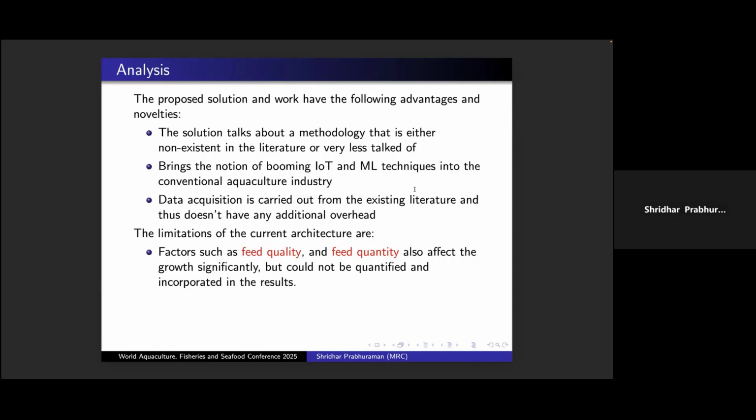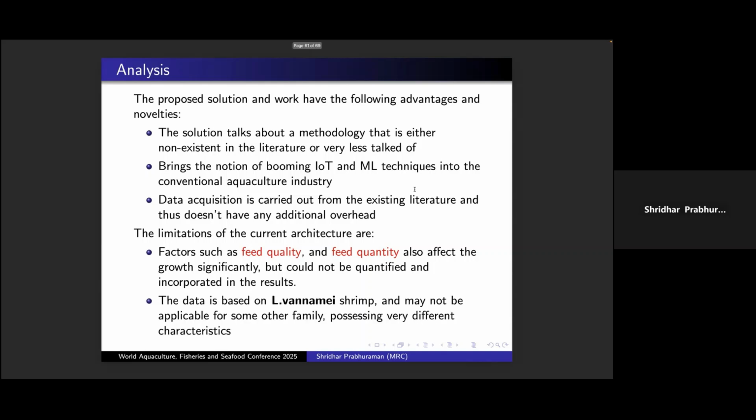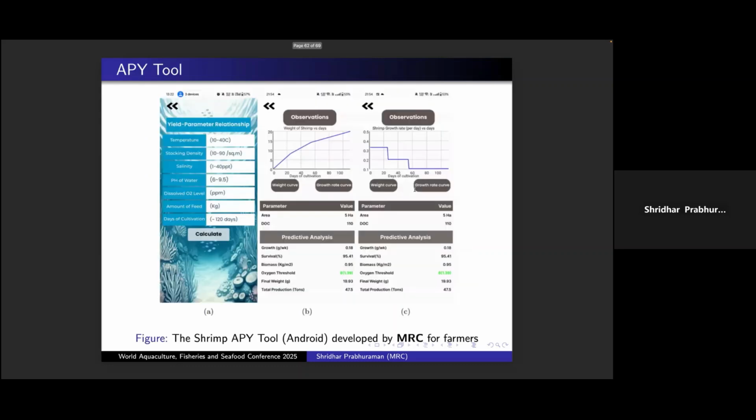There are also some limitations of this current architecture. Feed quality and feed quantity affect the growth of the shrimp significantly, but we could not quantify that or incorporate that into our model because of the lack of data. And in terms of the way forward, this is one more aspect to look at, how to improve the feed quality and the feed quantity. The work that we have done is more of a proof of concept, essentially for the randomized shrimp category. This is not applicable to every family because every family, as I said, has different characteristics.